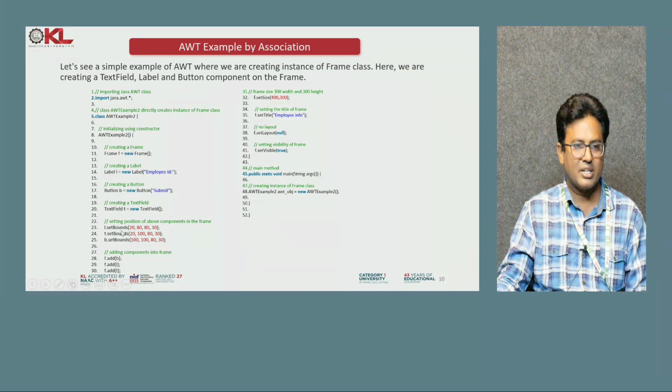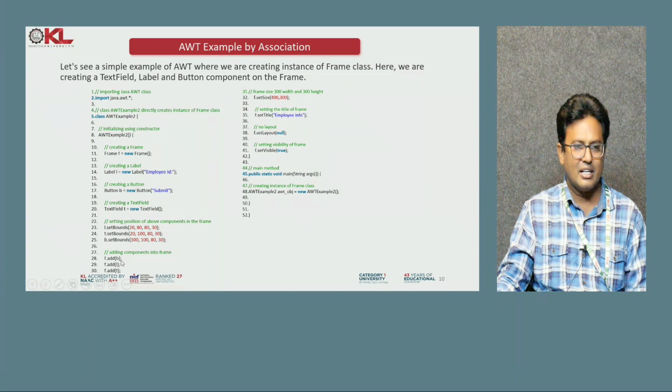Next we set the bounds for the label, text field, and even the button. So with the help of the label object, button object, and text field object, we set the bounds. In this particular 23rd line we set the bounds for the label. So we are placing the label inside the frame at these particular coordinates. Next we are setting the bounds for the text field, and next for the button. So like this we set the bounds for label, button, and text field.